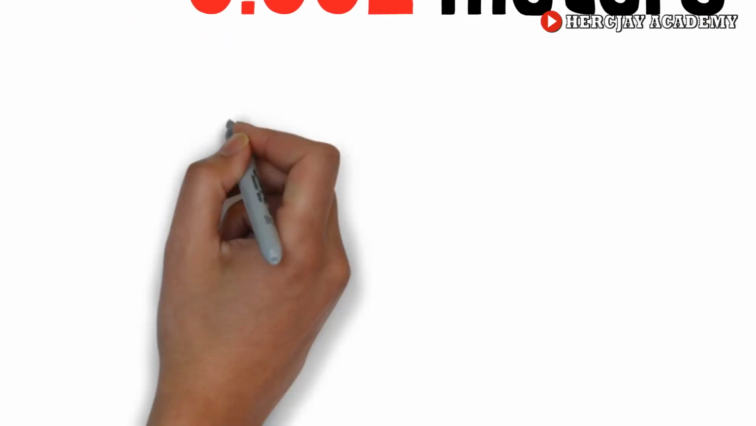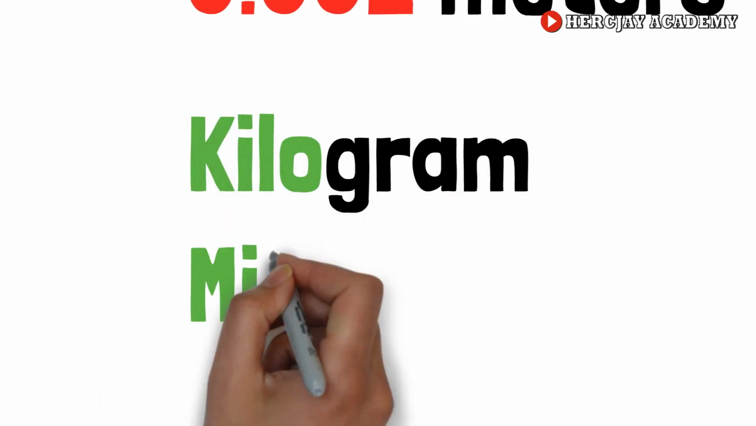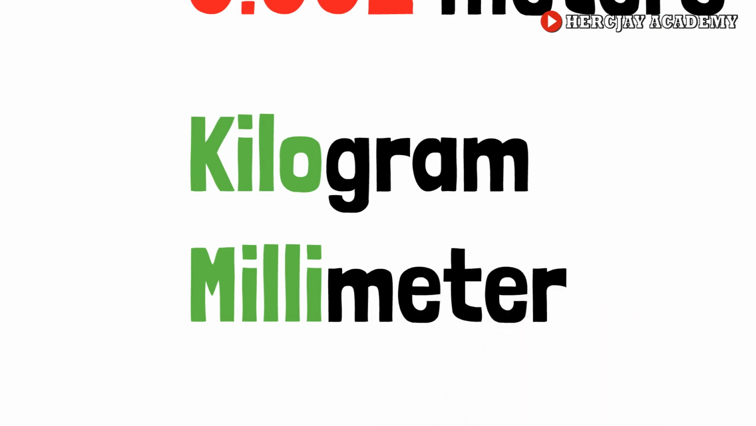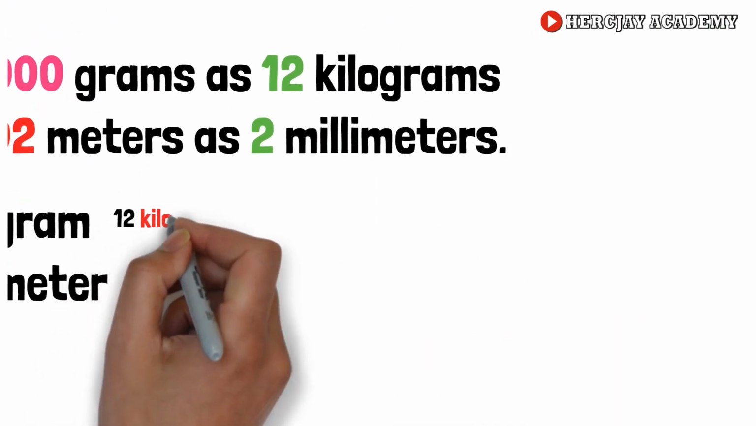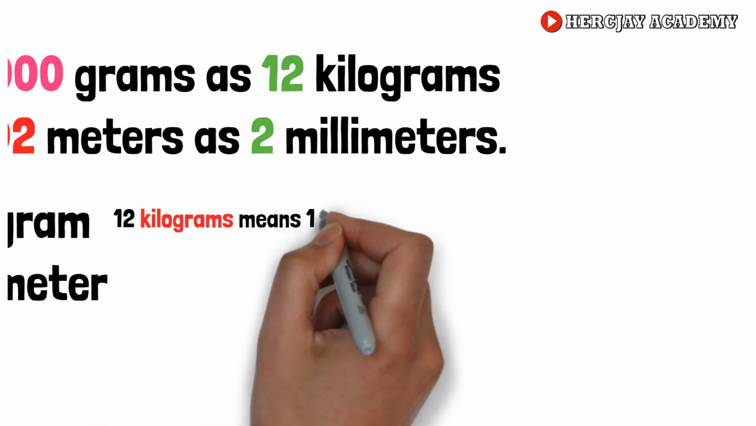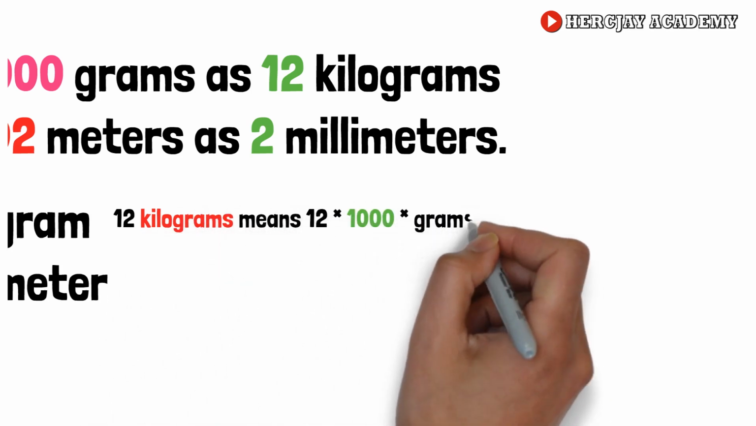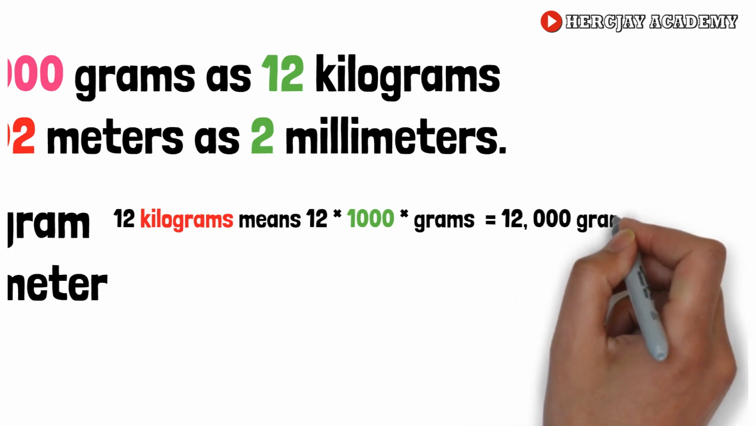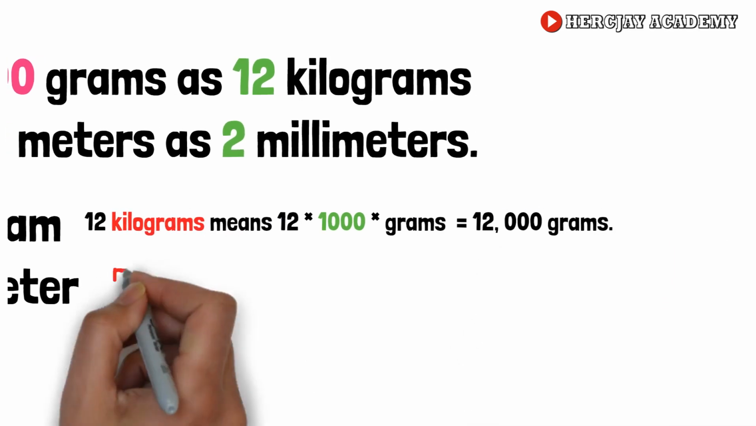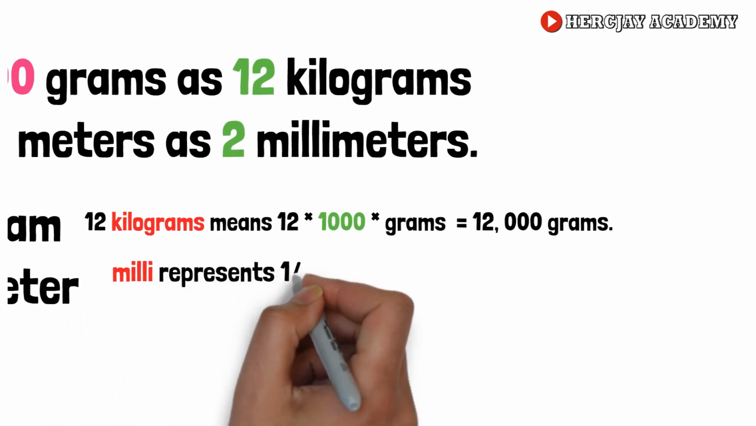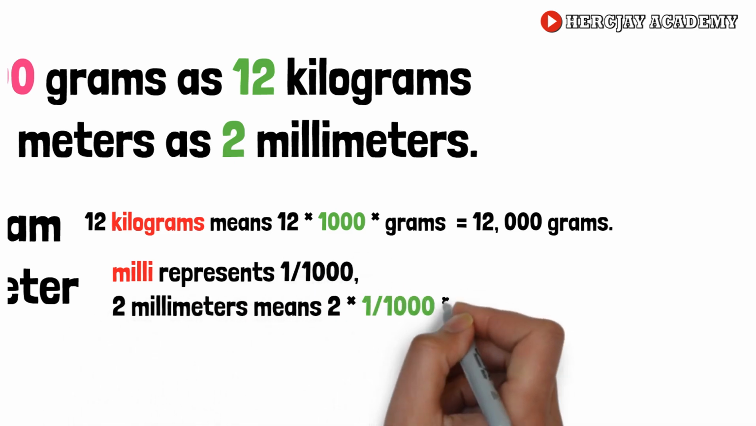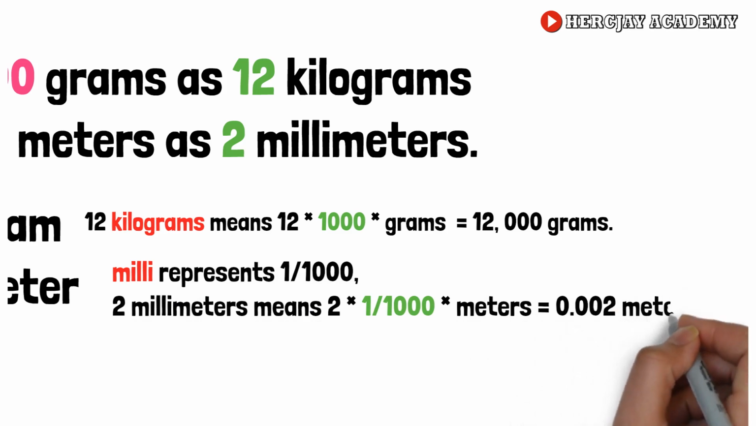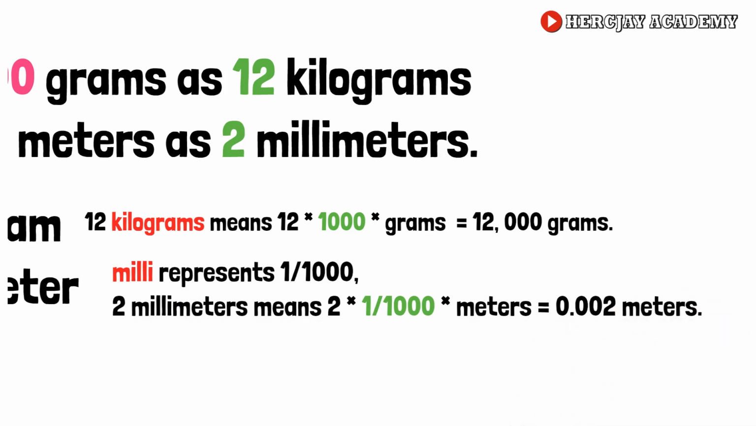In the examples given, the words kilo and milli serve as prefixes for the SI units grams and meters. Kilo represents 1000, hence 12 kilograms actually means 12 times 1000 times grams, which is equal to 12,000 grams. Similarly, milli represents 1 all over 1000, hence 2 millimeters means 2 times 1 all over 1000 times meters, which is equal to 0.002 meters.